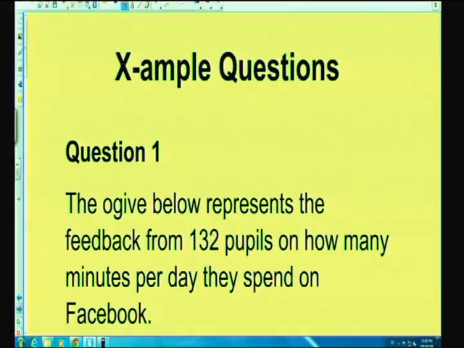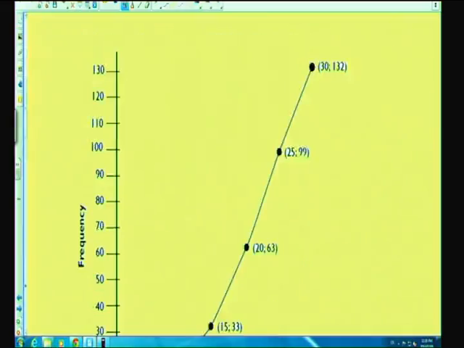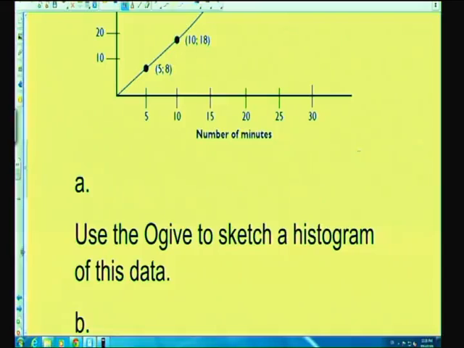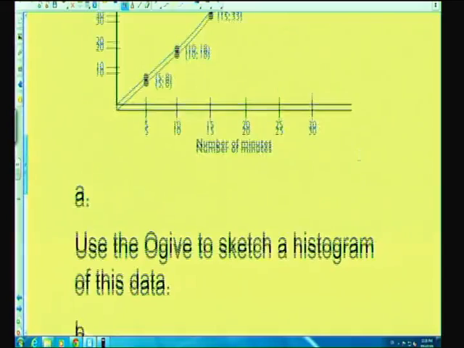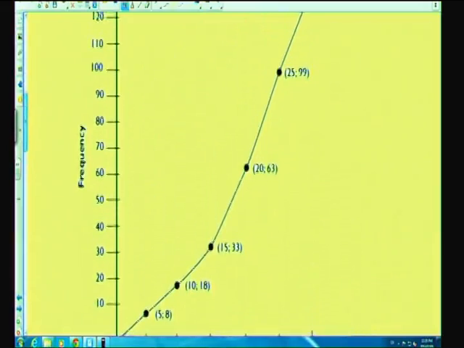The ogive below represents the feedback from 132 pupils. Now that's important to remember, on how many minutes per day they spend on Facebook. And it's quite an interesting graph if we look at it. I'm just going to try and get it in position so that you can actually look at it properly.